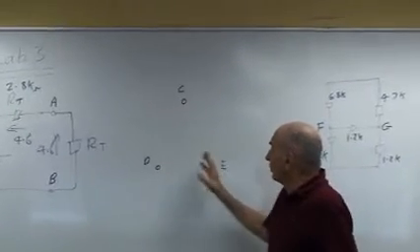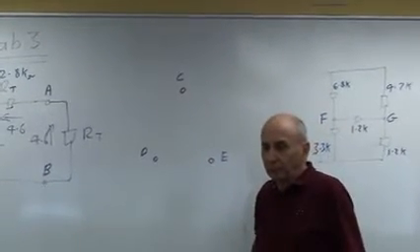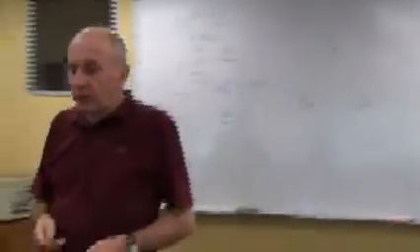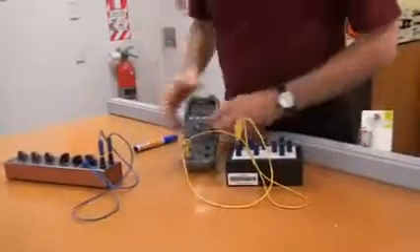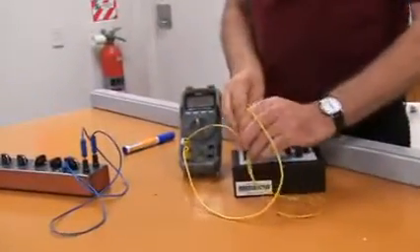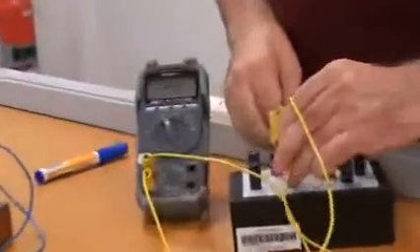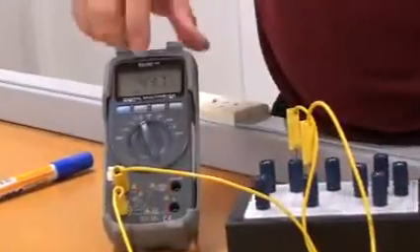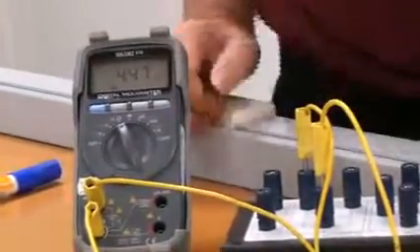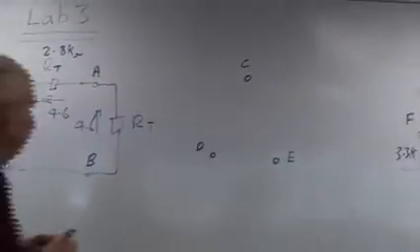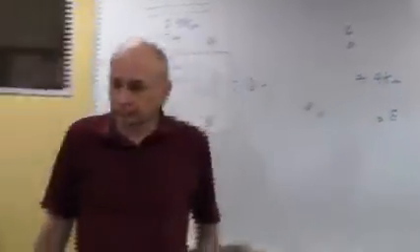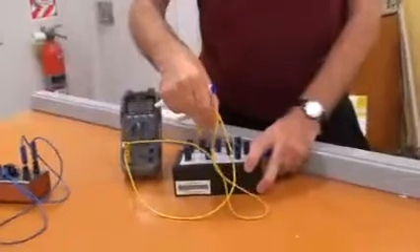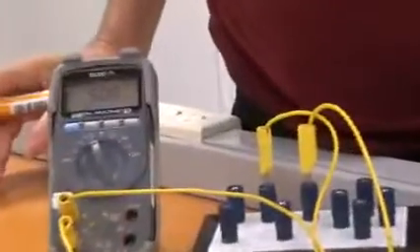Part B is where we have 3 terminals and 3 unknown resistors. We don't know what they are. What we're going to do now is again use the multimeter, but this time we're going to go to the ohms range, and we're simply going to measure the resistance across all the combinations. So C to E is 4.4 kiloohms. So across here we got 4.4K. Now we'll go C to D, and we got 5K.